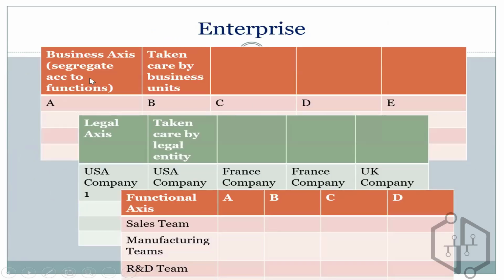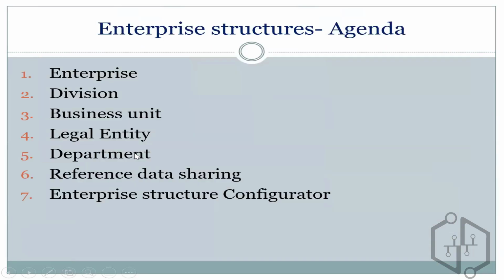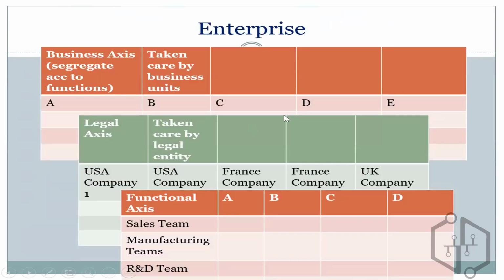Now coming to business access segmentation. When we talk about enterprise, first we are going to discuss what is enterprise. Enterprise is business access segregated into functions. We have the business access taken care of by business units A, B, C, D, E. All these are business operations taking place. That is the highest level of business access.